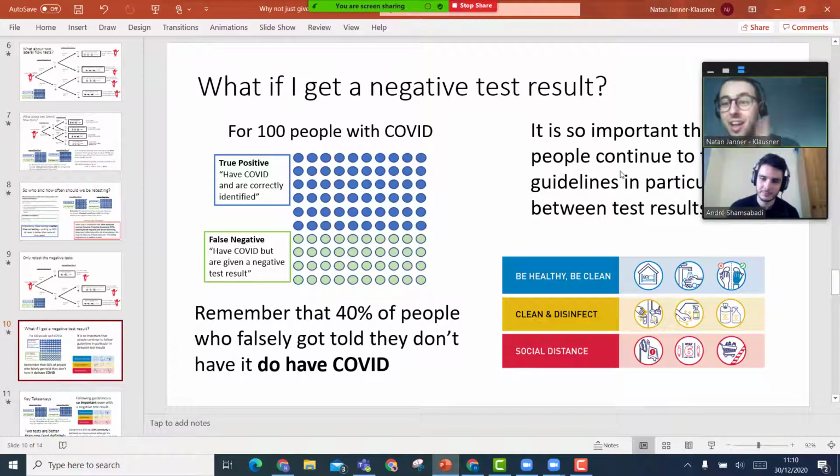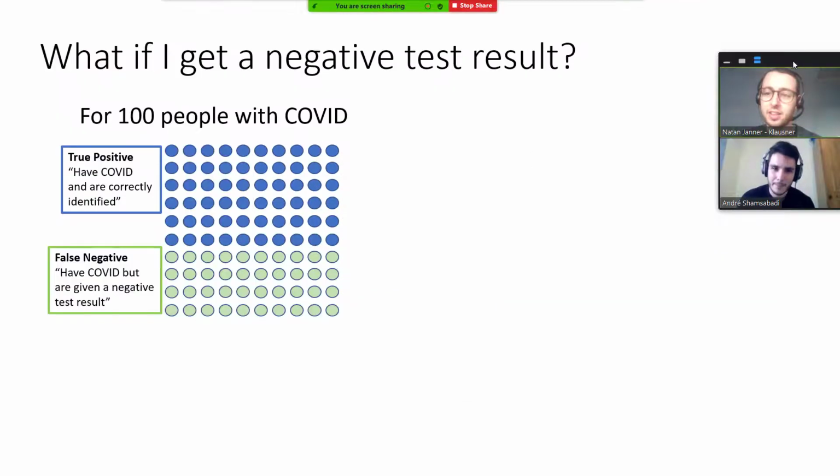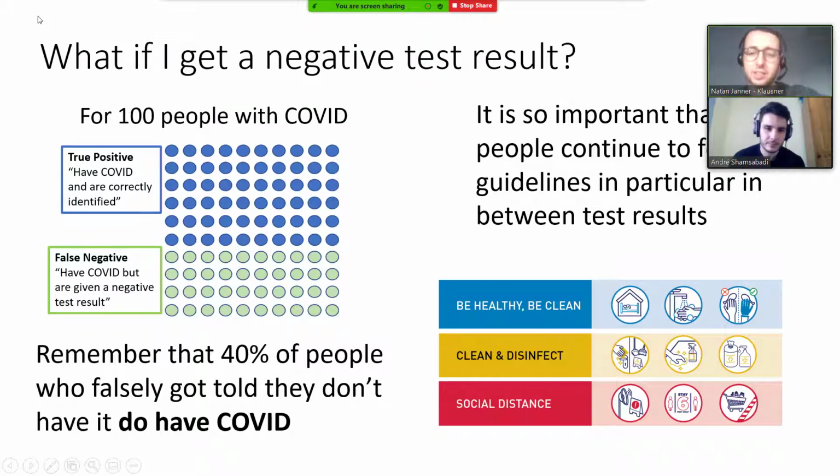Key things, though, and I think, does this still stand, Andre? Because the key thing here is: what if I get a negative test result? Well, for 100 people with COVID, there could still be 40% of people who test negative, and it's not because the test is random, it's because these 40% of people have a viral load less than needed.